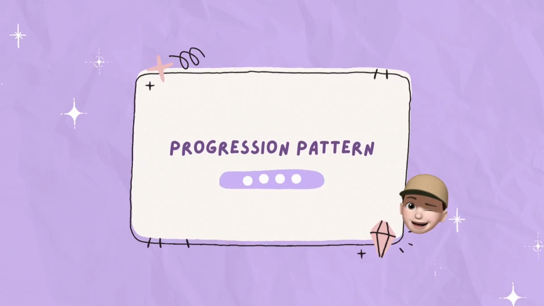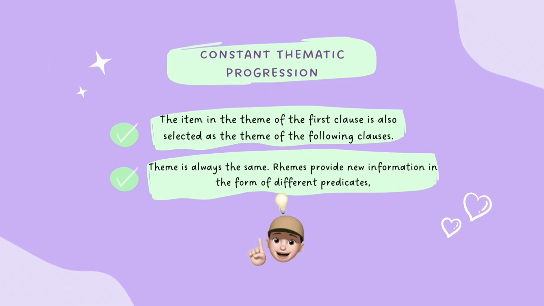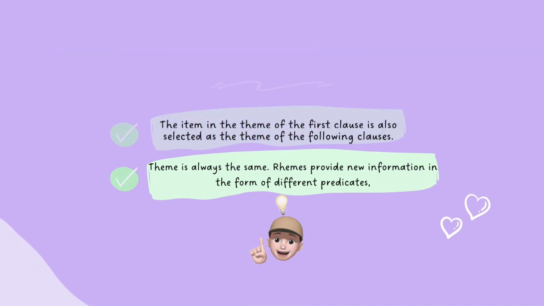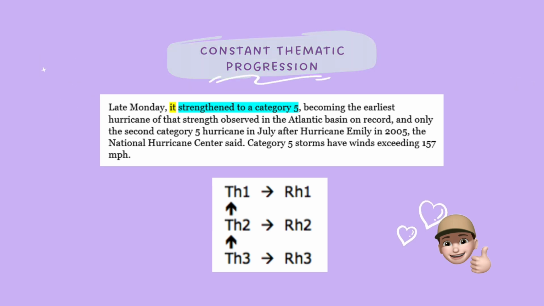Now, we are going to talk about the progression patterns, which in this case is the constant thematic progression. In this progression pattern, the item in the theme of the first clause is also selected as the theme of the following clauses, and the theme is always the same. Rhemes provide new information in the form of different predicates. In this example, "it," which is Hurricane Beryl, is the theme, and the rheme "strengthened to a category 5 late Monday" provides new information about the subject.